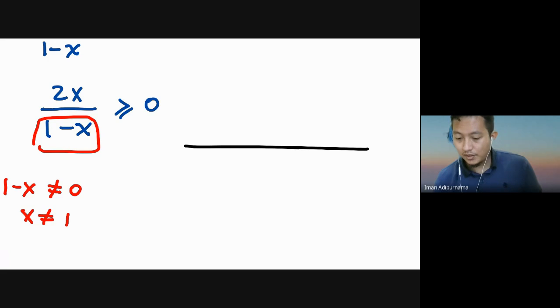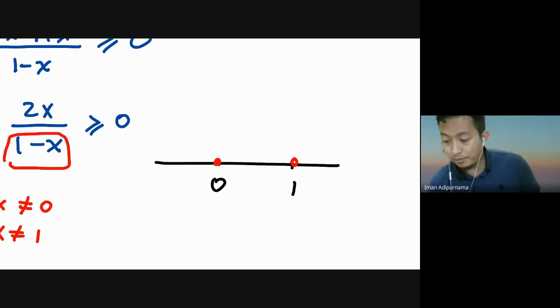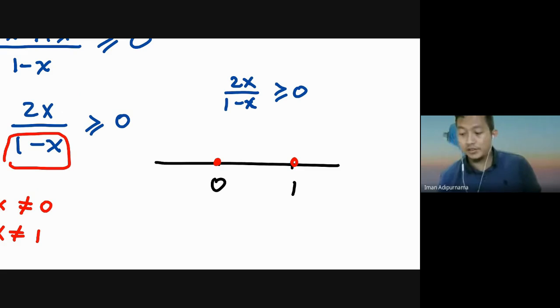You have 0. Oh wait, 1, right? But I think 0 is still okay, and it makes the expression 0, right? So it's included, but 1 is not included there, right? And then what you can do now is the same or a similar method to the previous one. Your goal now is this 2x over 1 minus x. They need to have positive or 0 solutions.